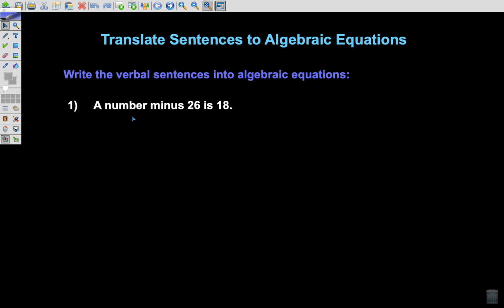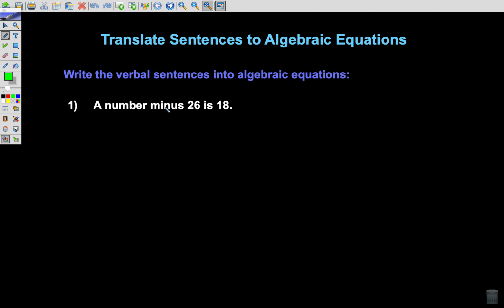All right, today we are going to look at translating sentences to algebraic equations. This can be a little tricky for some of us because it can get a little confusing, taking words and putting them into equations. So we're going to just follow it literally right through what the words are saying.